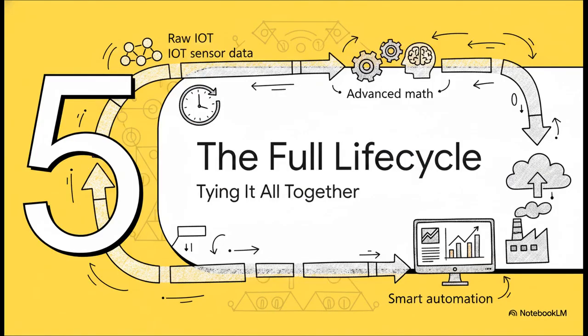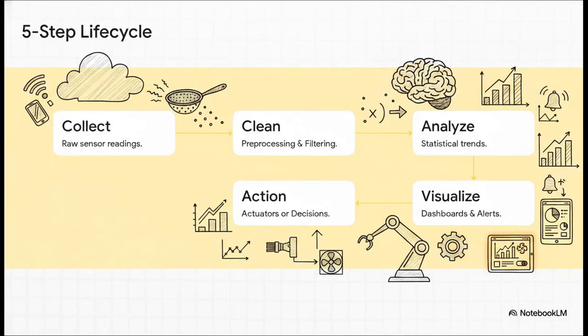And that brings us to our final stop, section 5, the full life cycle, tying it all together. So we've seen the stages, we've touched on the advanced math, and we've looked at the visual platforms. Really, the whole shebang boils down to this ultimate 5-step life cycle. Step 1, collect. We gather the raw sensor readings. Step 2, clean. We pre-process and filter that raw data just to remove the noise.